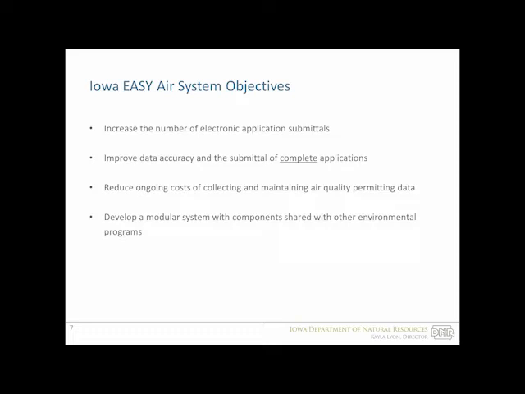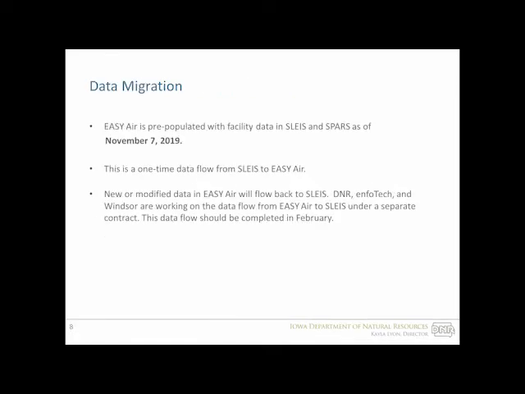So as I mentioned, EASYair is pre-populated with your data that was in SLICE or SPARS as of November 7th, 2019. The way we did that is your current data in SLICE was migrated. If there was missing data or you weren't in SLICE, then we migrated your data from SPARS, but the primary data source was SLICE. This is a one-time data flow from SLICE to EASYair. However, as you use the EASYair system and receive permits, that data will be flowed to SLICE, so it's available for your next emissions inventory.